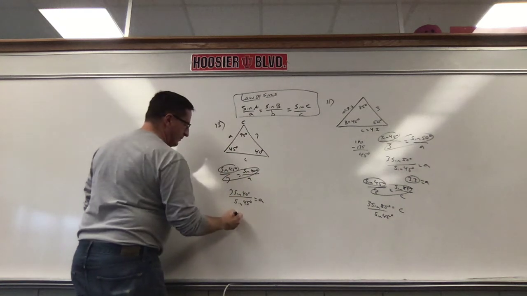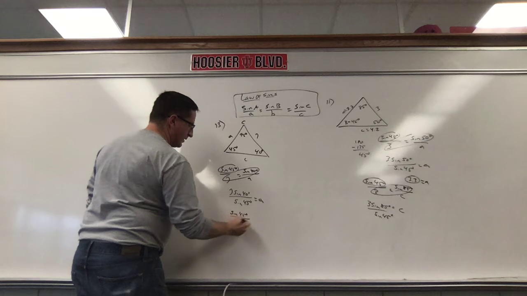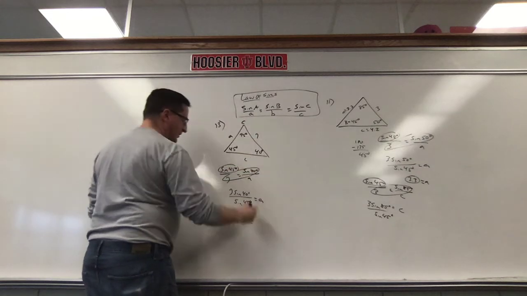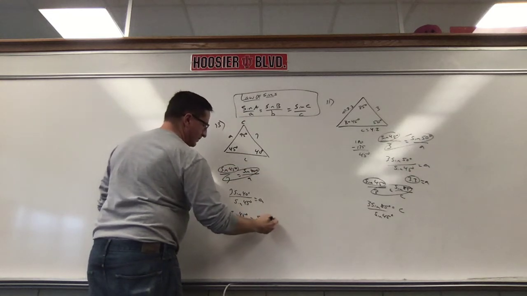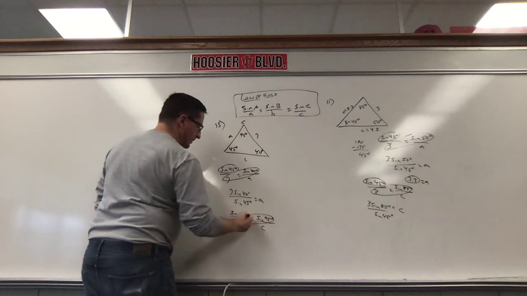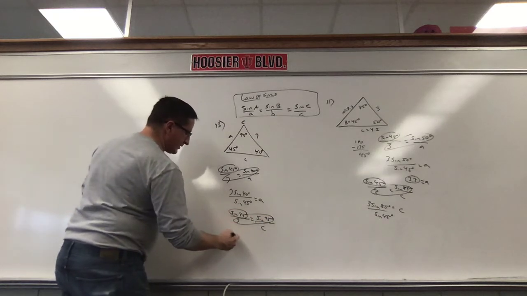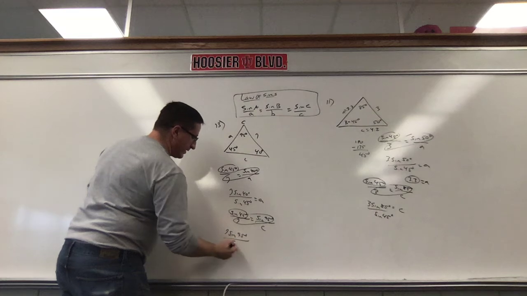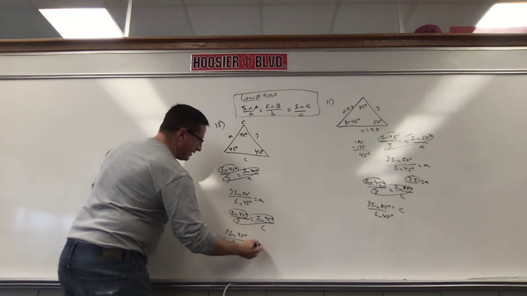And when I want to find little c, I'm going to stick with these two: the sine of 45 over 7 again equals the sine of 95 over c. So we cross multiply and divide, so 7 sine 95 divided by the sine of 45 equals little c.